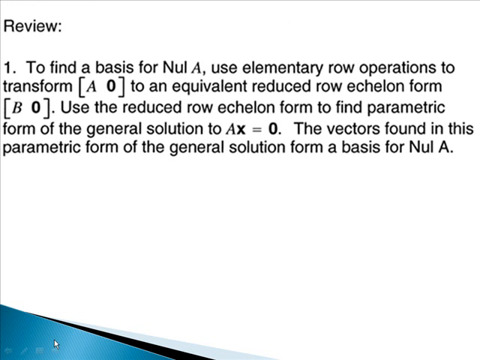So here's a review. Number 1, to find a basis for the null space of A, we use elementary row operations to transform the augmented matrix with zeros as the last column to an equivalent reduced row echelon form B with zeros. And then we're going to use that reduced row echelon form to find the general solution to the system AX equals 0. The vectors found in this form are basis vectors for the null space of A.